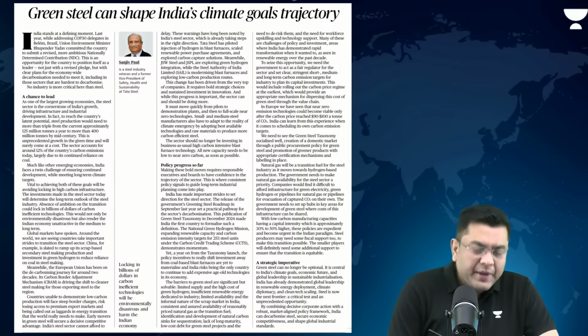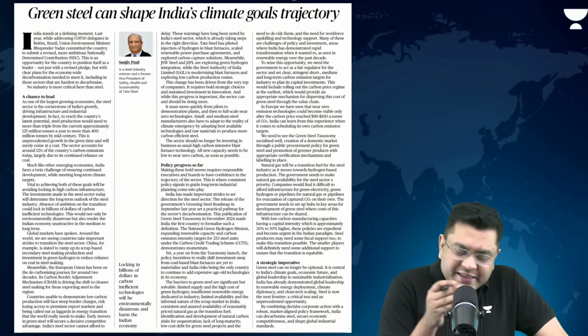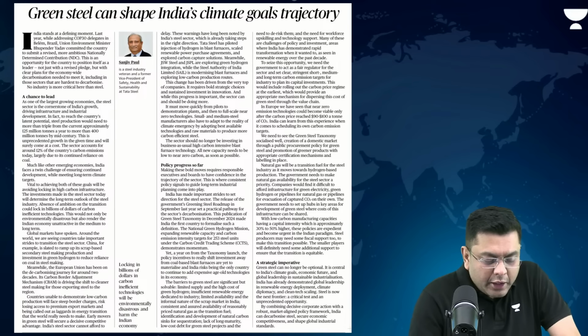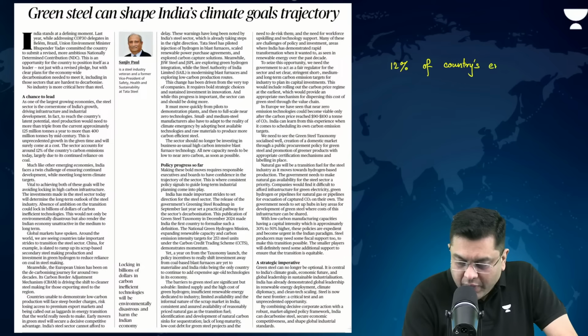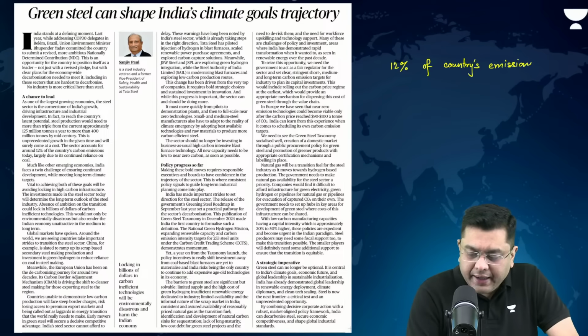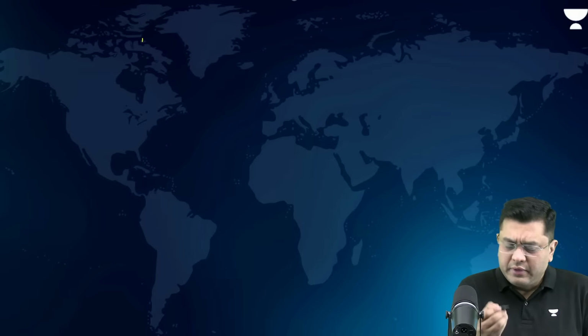But first of all, when we talk about the overall emissions carried out by steel, the steel sector alone is responsible for close to around 12% of the country's emissions. 12%, which is significantly higher. Now, presently our production is roughly close to around 125 million tons. Still lesser than China.